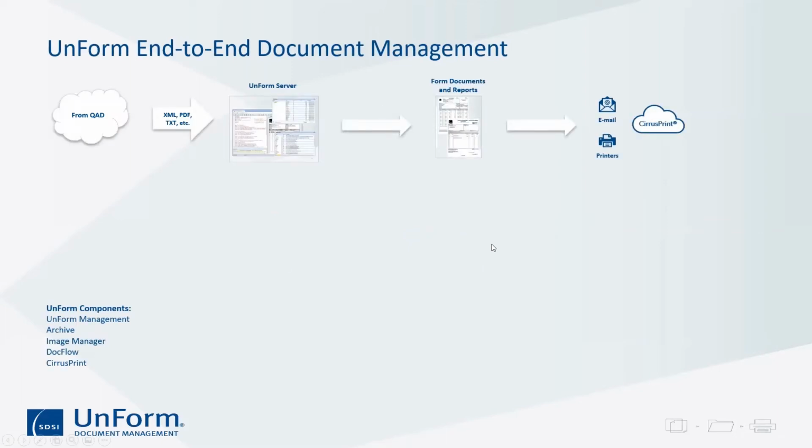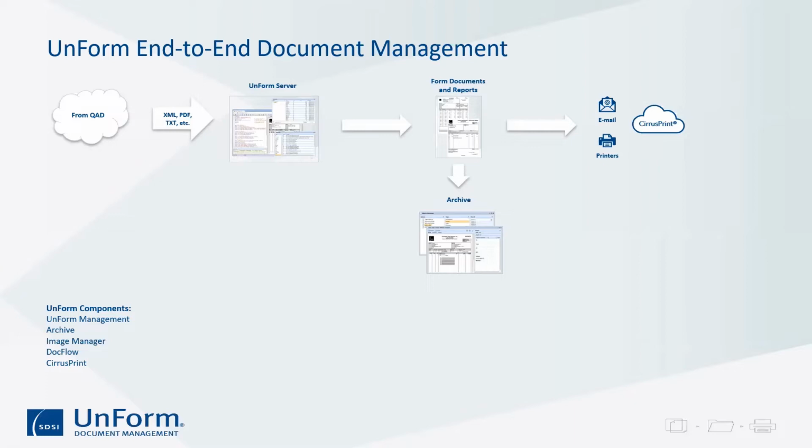From QAD, documents are sent to the UnForm server. Then the UnForm server puts index values on them and sends them to the archive. At the same time, they email them or print them, depending on the needs of that document.